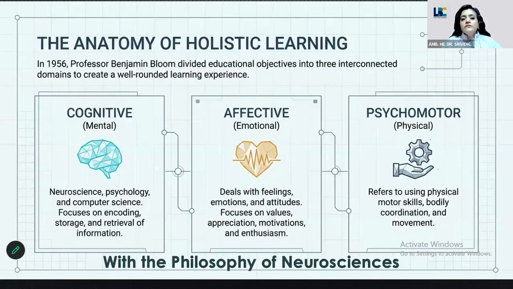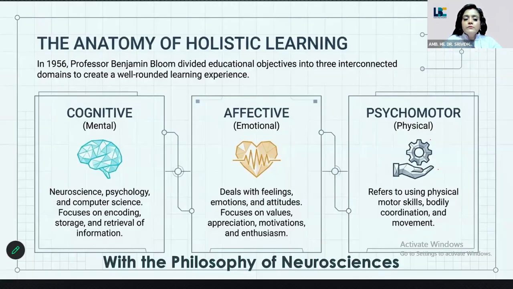So now what we are going to see is how to relate this anatomy of holistic learning with the philosophy of the neurosciences. What are neurosciences? We have seen now the cognitive, affective, and psychomotor domains. Now, who developed this? We all know this name very well in the education field. That is Professor Benjamin Bloom, who came up with Bloom's taxonomy. In 1956, Professor Benjamin Bloom divided the education objectives into three connected domains to create a well-rounded learning experience.